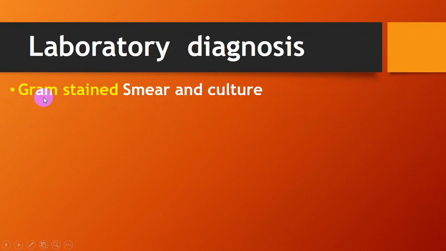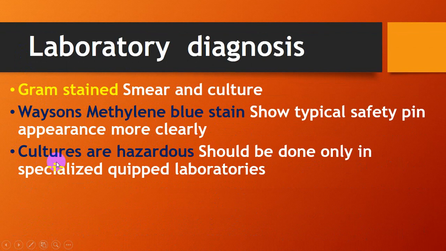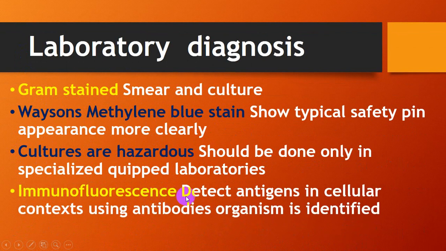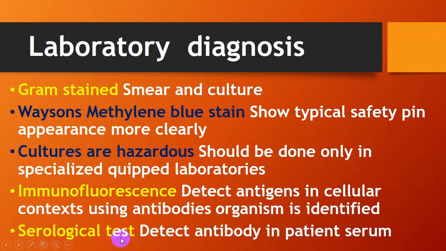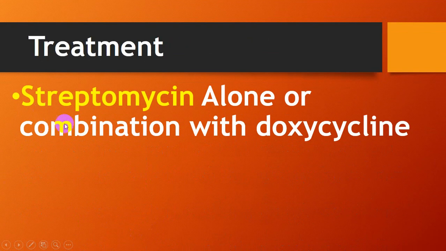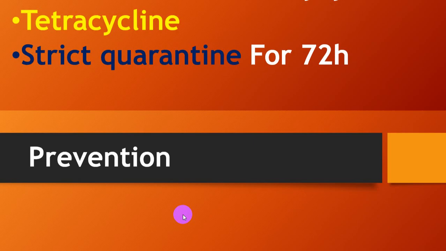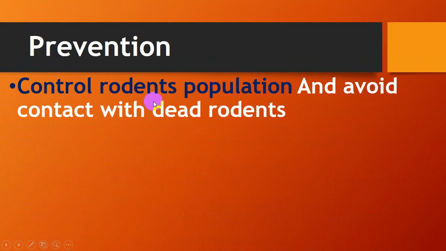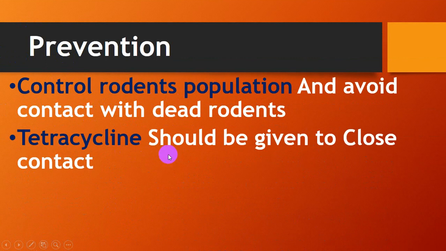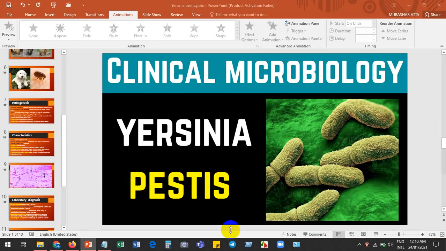Then laboratory diagnosis: we have seen that it shows in the Gram staining test and the Wayson methylene blue stain, and cultures are hazardous. Immunofluorescence we can do for antigens, and serological tests for antibodies. Then treatment: streptomycin we can give alone or with the tetracycline group, with strict quarantine for 72 hours. Prevention: we can control the rodent population. We can give tetracycline to close contacts, and a killed vaccine is available for humans, and a vaccine is also available for pets. In this way we can prevent this infection.